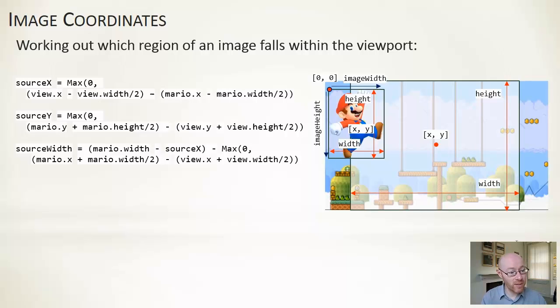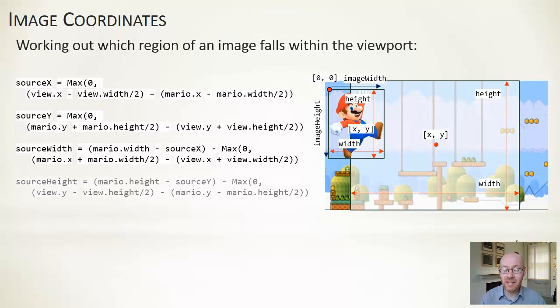So we do that for the width, and we do more or less exactly the same thing for the height. We're interested in working out how much of the height of Mario we draw, again chopping off any bits that either fall above or below the viewport. Now, once we've done this, we've worked out our starting location where we start drawing from. We've worked out how much we want to draw, and that's almost it.